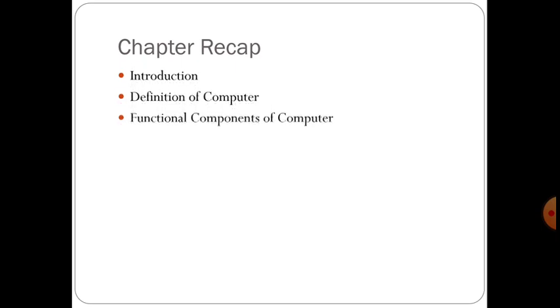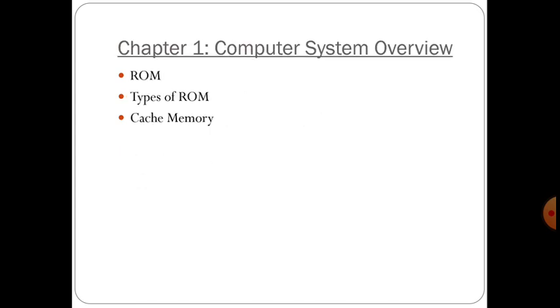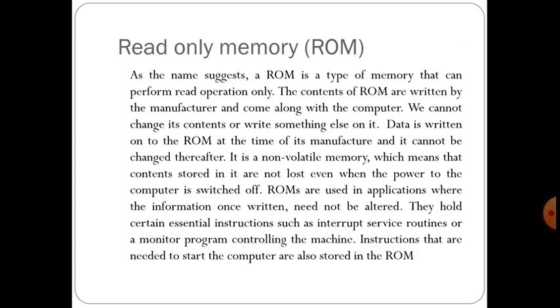And in my last video, I told you about the introduction of the chapter, definition of the computer, functional component, CPU and its part, memory units, and something about the RAM, random access memory. Now, in this video, I shall be telling you about ROM, that is read-only memory, types of ROM, and the cache memory. These are very essential and crucial concepts while you are about to know the system overview of computer, so you must know. So let's start with the ROM.